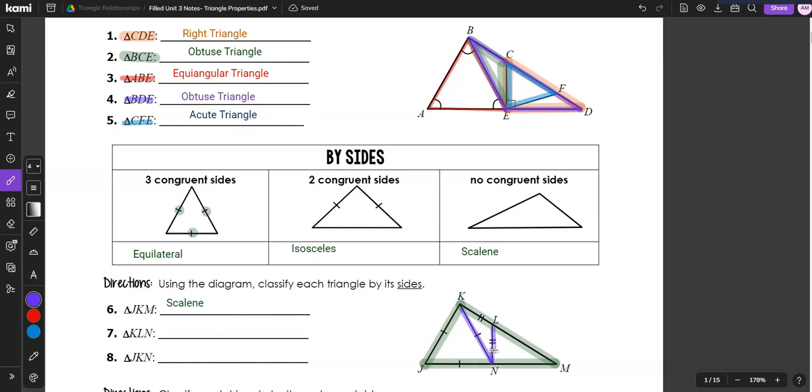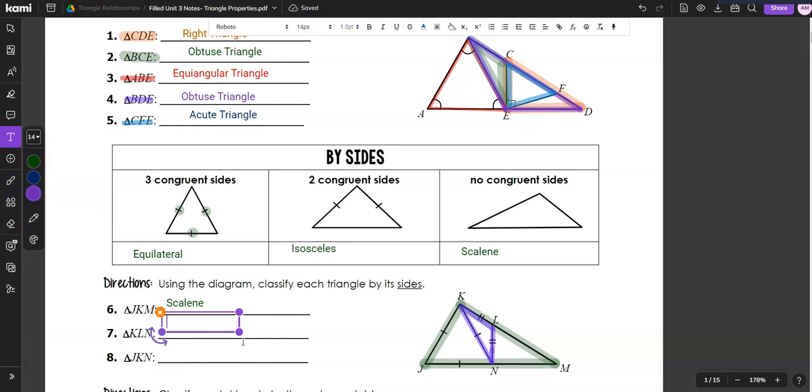Next up is our KLN, which has 2 congruent sides, and so therefore is going to be isosceles.